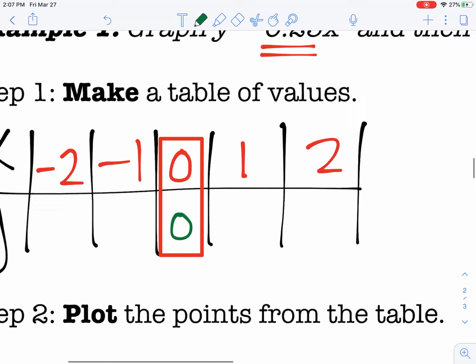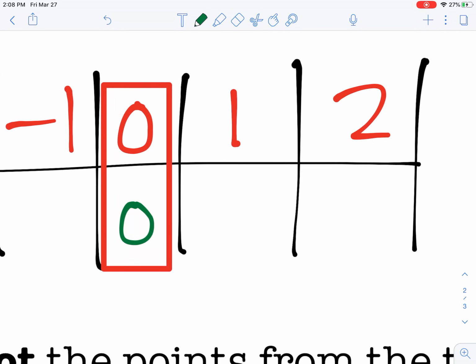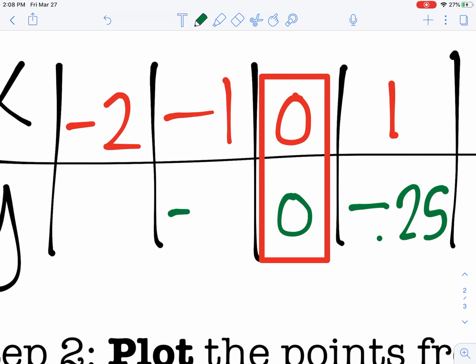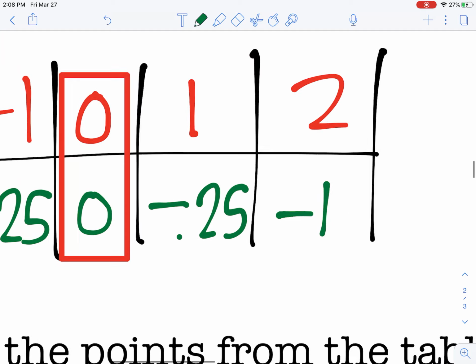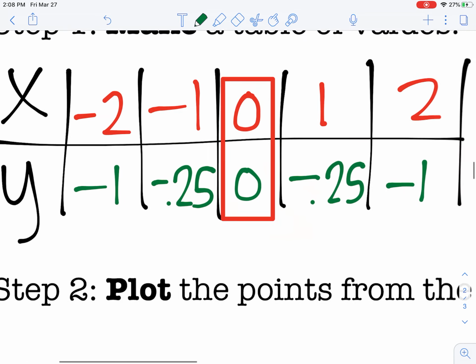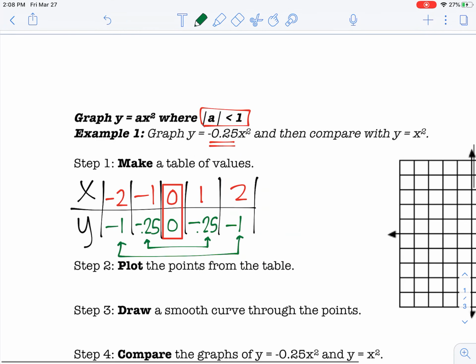We should get 0 when we plug 0 in for x. We get a negative 0.25 when we plug 1 and negative 1 in. And we get a negative 1 when we plug 2 and negative 2 in. Again, you see that symmetric part to our points, which is important to check to make sure you have done those things accurately. So next, we're going to plot our points.